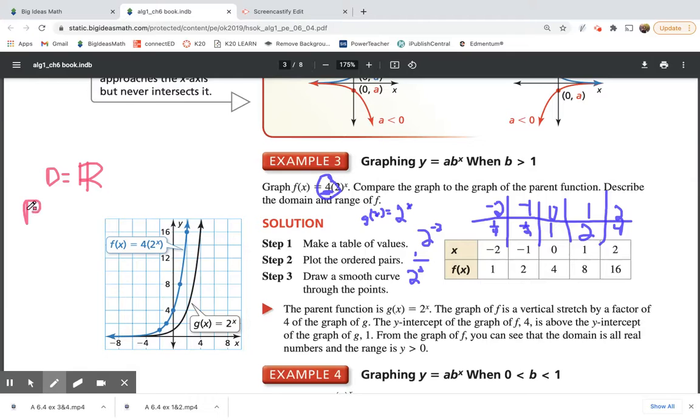The range, which is looking at your y-axis, if you notice, it continues up forever, but it comes down here. It never goes below that. So that would be y is greater than 0. There's your domain and range. Okay, I know that's a lot.